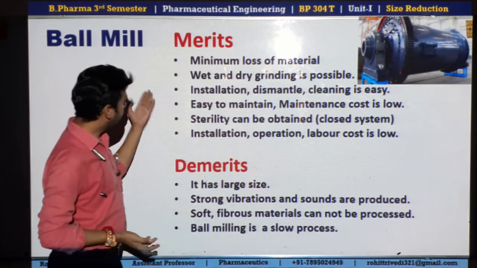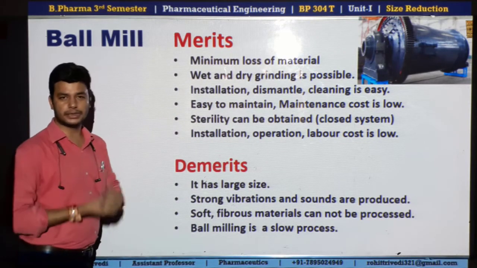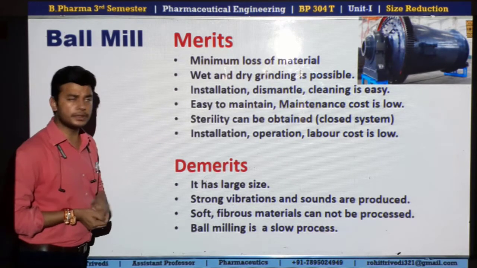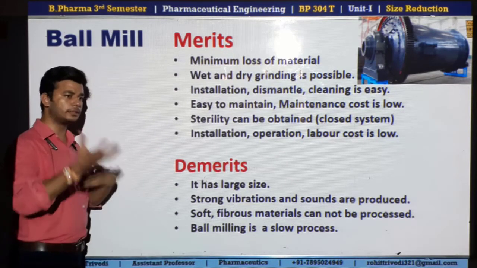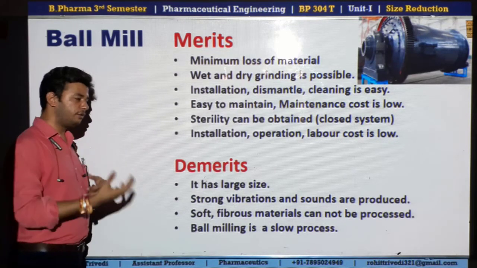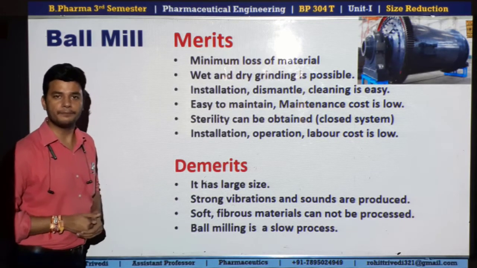Okay, now let's discuss the demerits. The mill is very large in size. That is a very important demerit of the ball mill. The larger machines will occupy larger space, and if we want to take that mill from one place to another, we will definitely feel some difficulty.